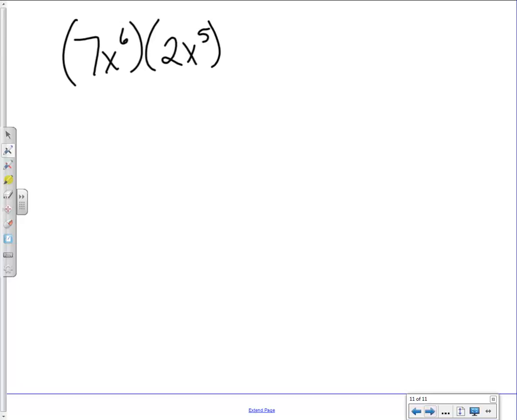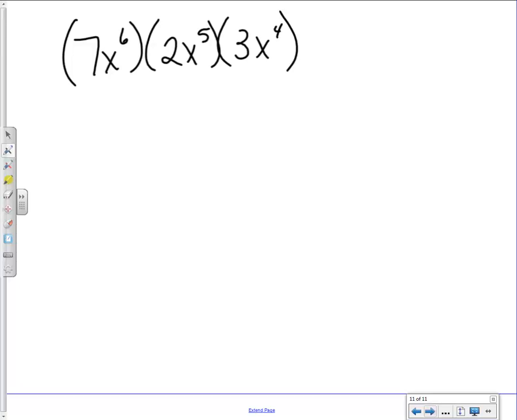Okay, last one. It's a little bit longer. Oops, sorry, let me give you a different color. And this one is 7x to the 6th times 2x to the 5th times 3x to the 4th.